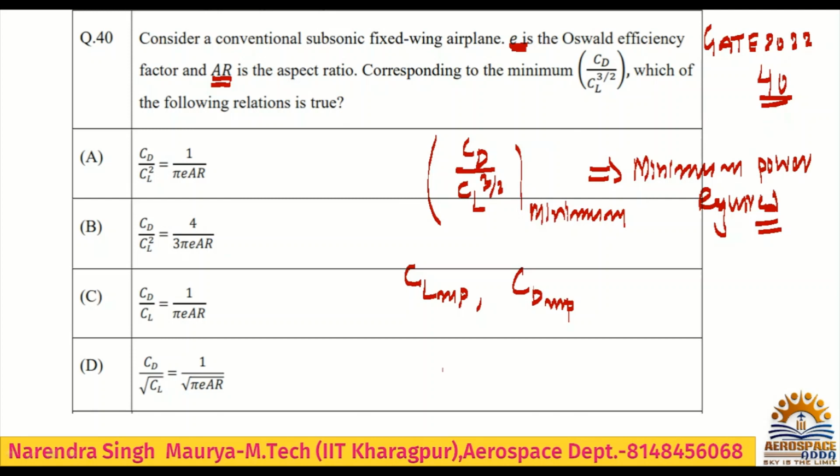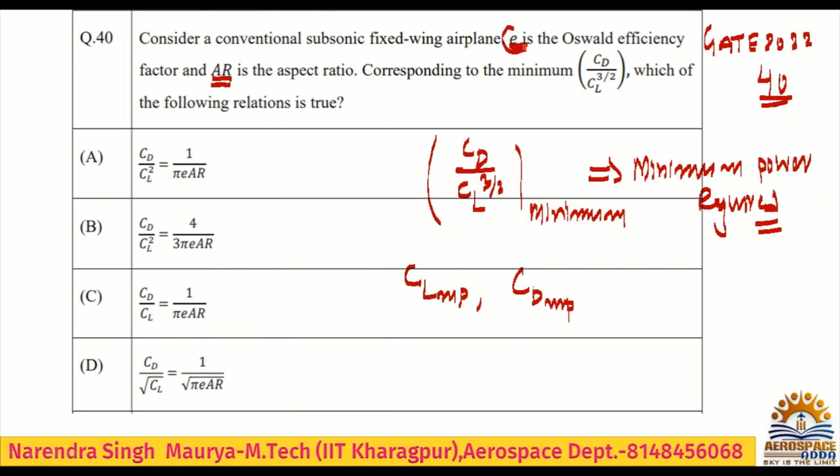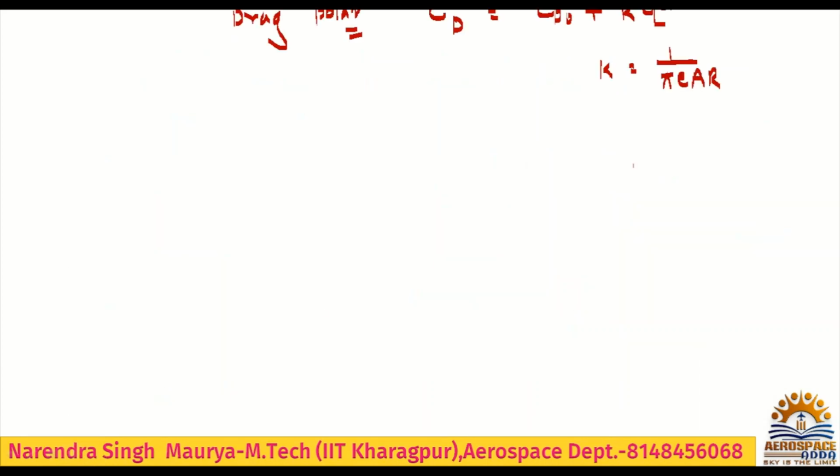Now you know very well the drag polar. What is the drag polar? I will write one general equation. What is the general equation? Any idea? It is nothing but CD naught plus K CL square, where K is the constant, which is given as 1 upon pi E AR. What is E? The Oswald efficiency factor. It is given here. AR is the aspect ratio. So I may write this K in terms of 1 upon pi E AR.